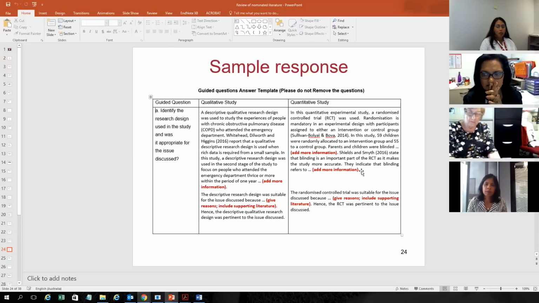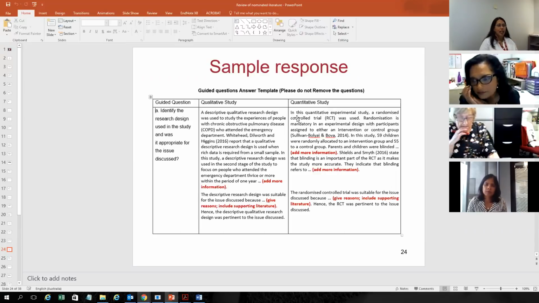And if you want to put in more references, that's what you do. Shields and Smith state that blinding is an important part of the RCT as it makes the study more accurate. So remember the pattern: state the design, so name the design, back up the design with literature, and then link to the study and explain the design. The second part is, was it appropriate or not?